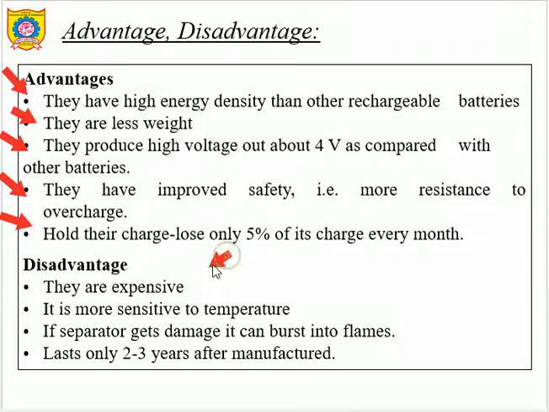The disadvantages are: very expensive, more sensitive to temperatures. If the separator gets damaged, it can burst into flames. So again, if the separator material is damaged, it can burst the battery. They last only 2 to 3 years from the manufacturer. So the life is also less, 2 to 3 years of battery life.